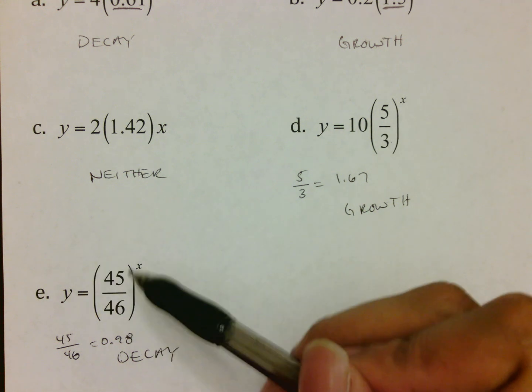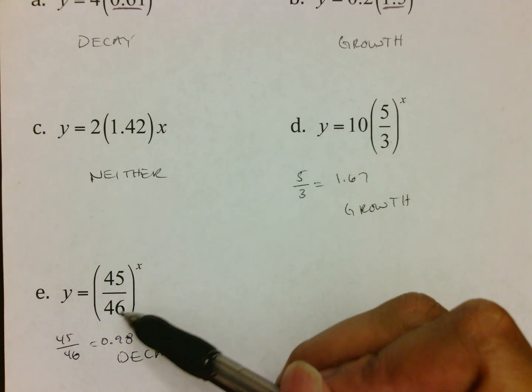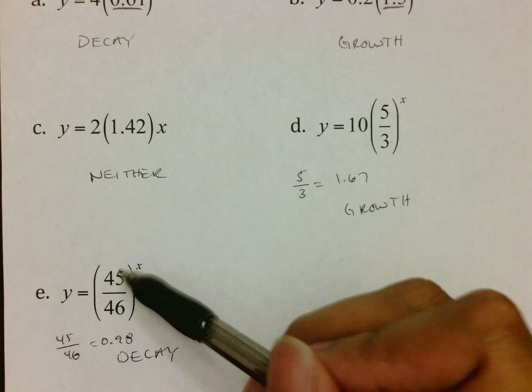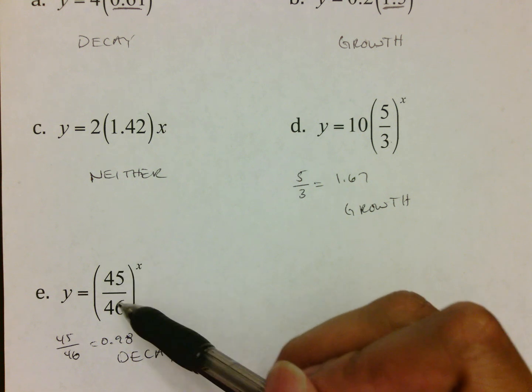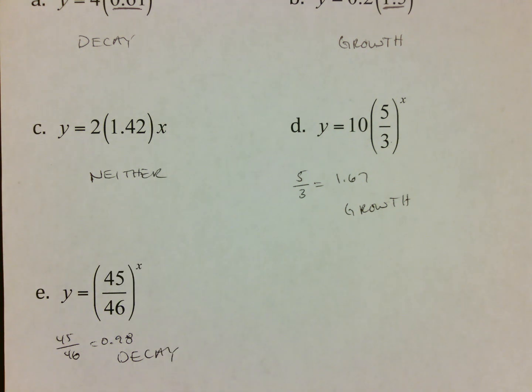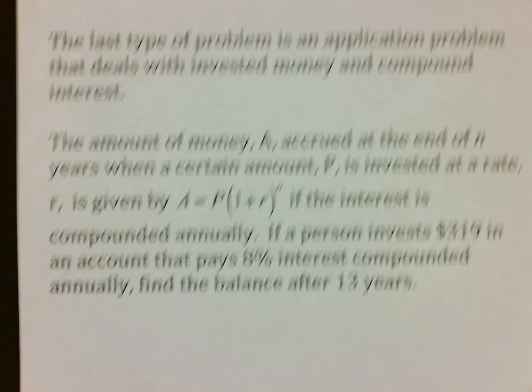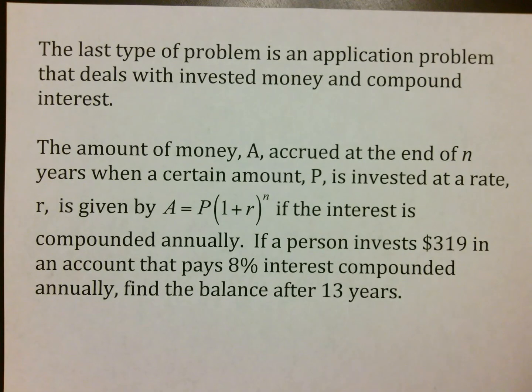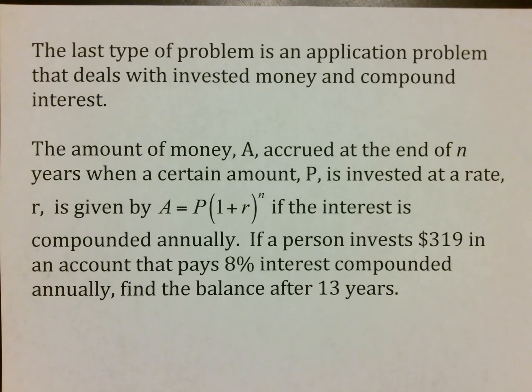Whereas in this one, if the number is smaller than the number of slices or parts that are there, then it's going to be smaller than 1, because again, 1 in this case would be 46 over 46. It's smaller than 46, which means, of course, that it's decay. But however you learn that, just make sure you're able to identify growth and decay, because that will help you out later on down the line.